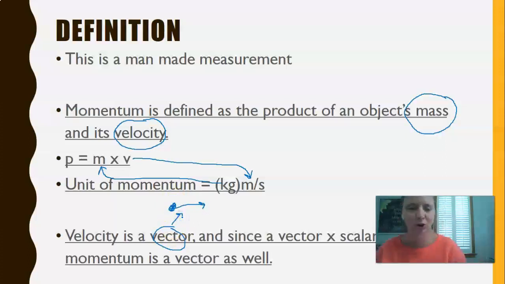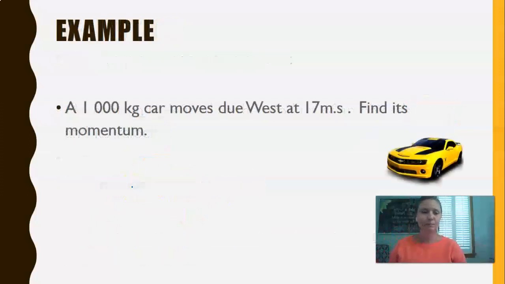How many arrows can I draw on one slide? That's what you're probably thinking. So once again, we have momentum, mass times velocity. So let's just look at a real simple one here. This one says we have a 1,000-kilogram car. Very nice car. It looks like Bumblebee. Is moving due west at 17 meters per second. So 1,000 kilograms, and it's moving west at 17 meters per second.